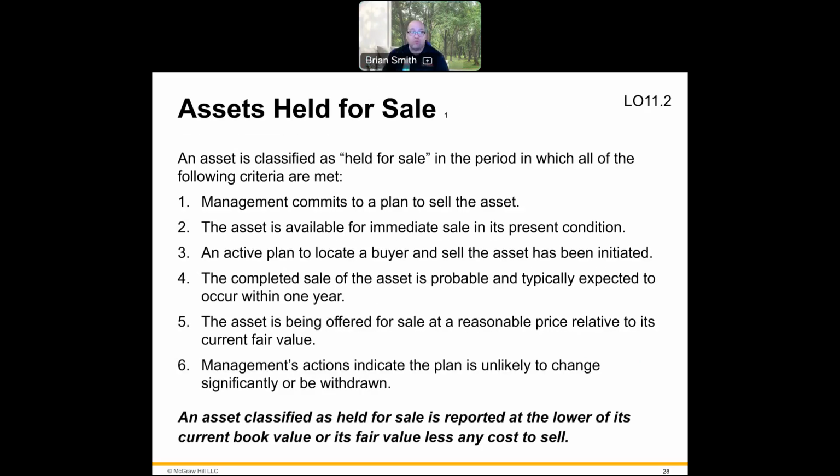Now, what if we have an asset that we're holding for sale? It's just something that we're going to have.